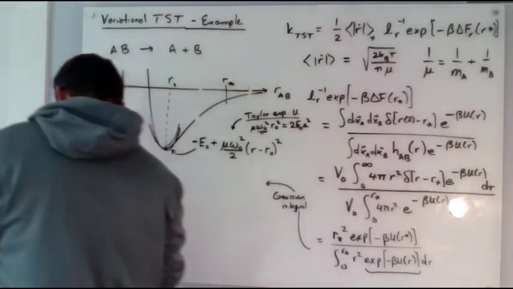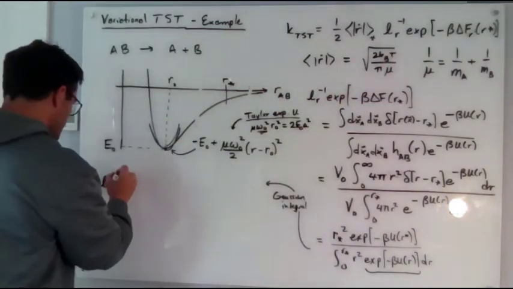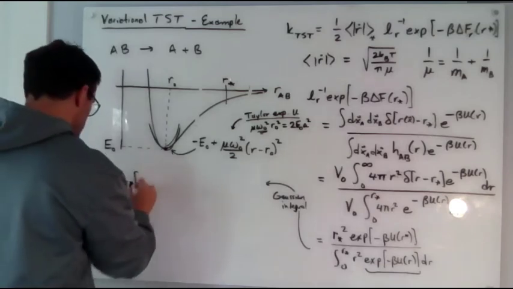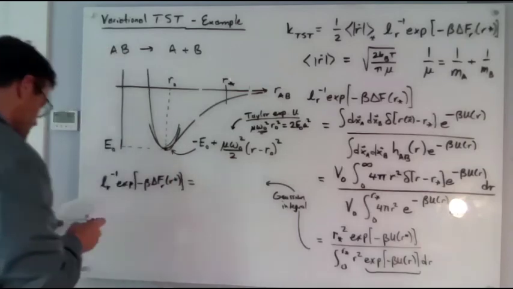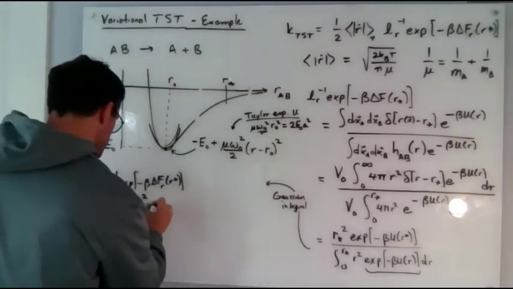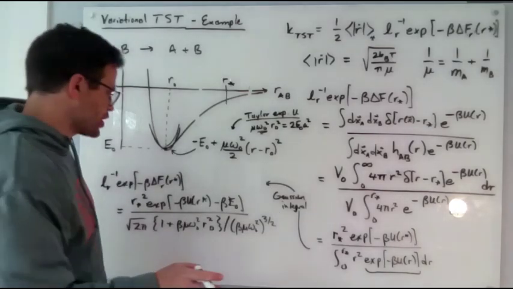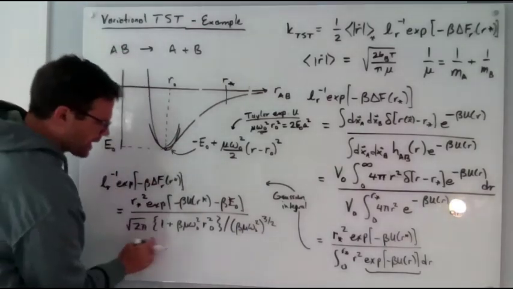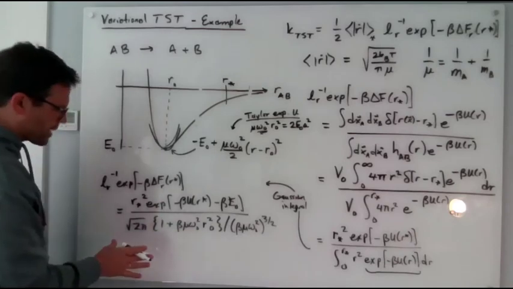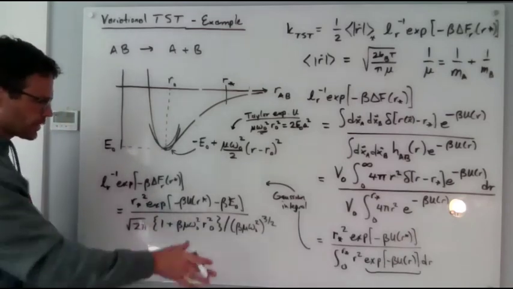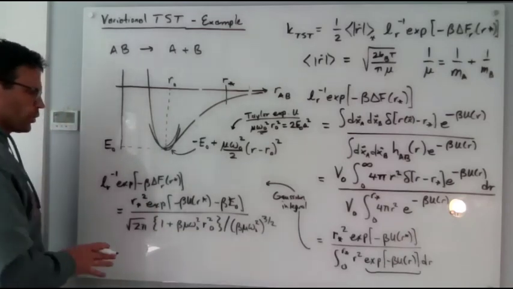So these are the results. We have LR to the minus 1 times EXP minus beta delta F at R star. This is going to be equal to R squared. Okay, so after doing the Gaussian integral, we get this denominator term, and this term actually also came from the denominator. These are all the pieces of my rate expression, right? So I cheated here and did all of that while you guys were not watching.